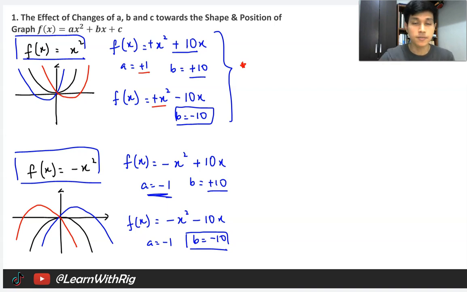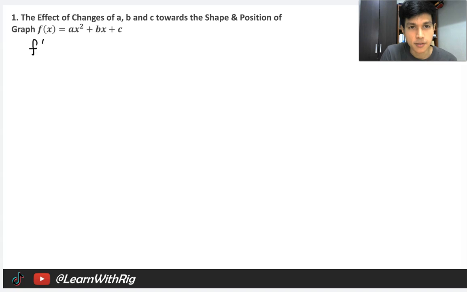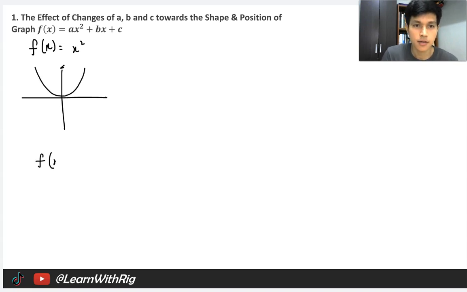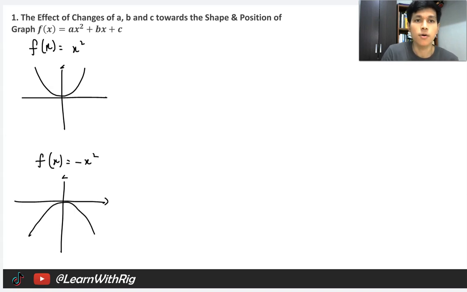Okay, and if it's a negative graph, you do everything the opposite way. That's it. Just remember that way. Okay, now let's look at the c value. How does it affect the function? So again, the basic is what? X squared, correct? So x squared is going to be a u-shaped graph. Okay, we have already established that. Now if it's a negative x squared, it's going to be an n-shaped graph.